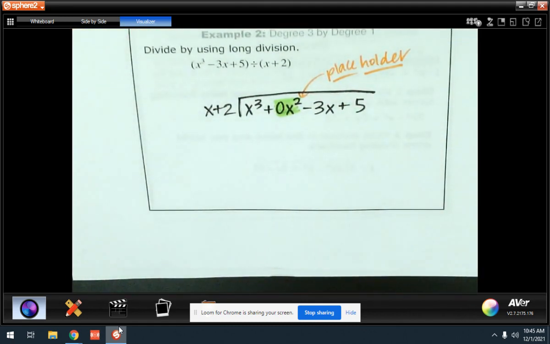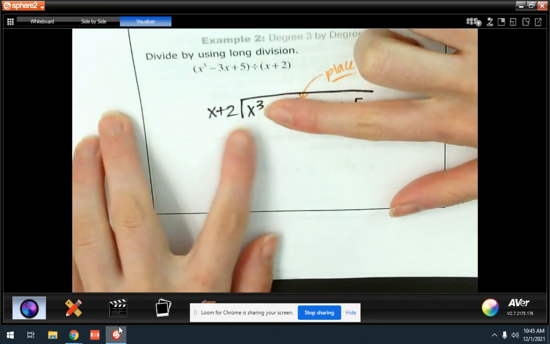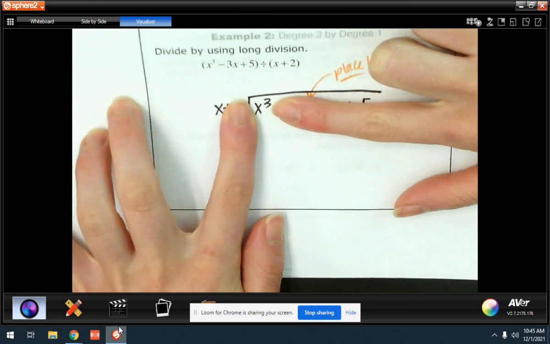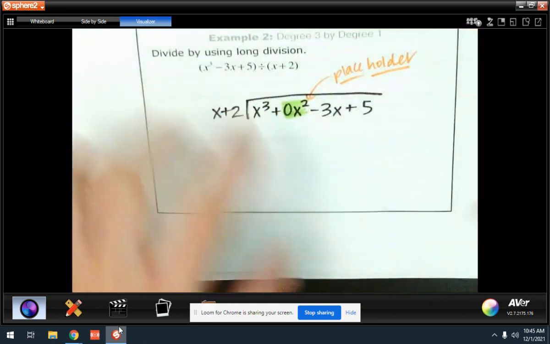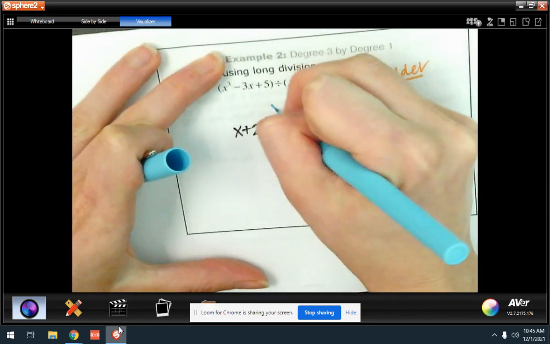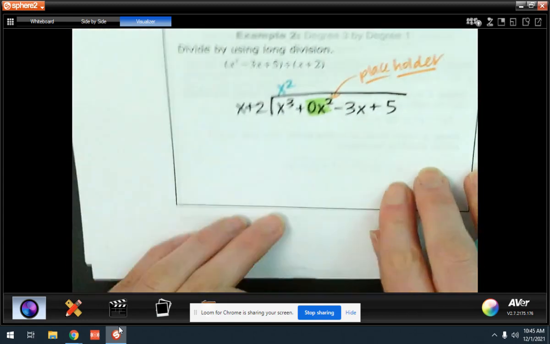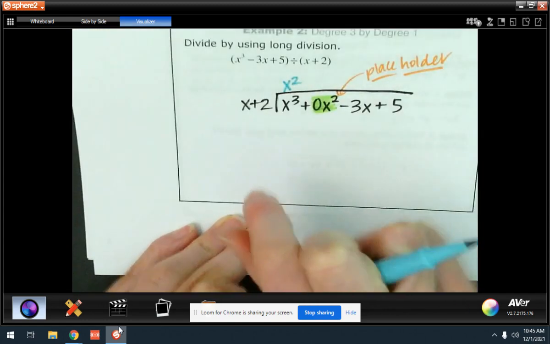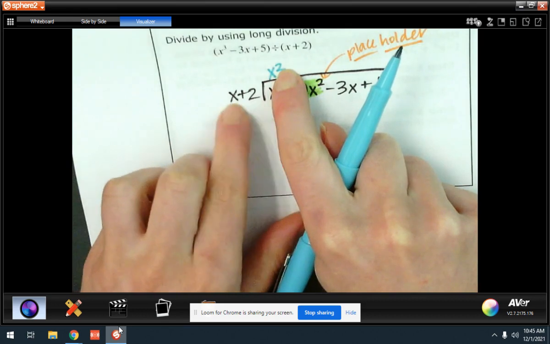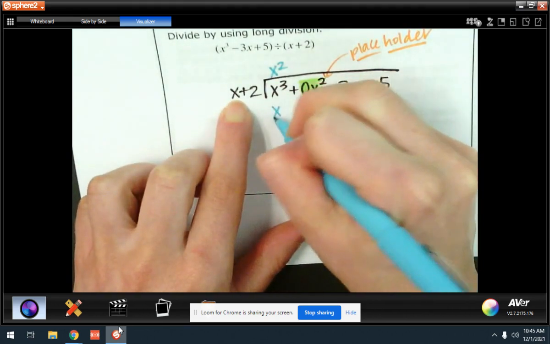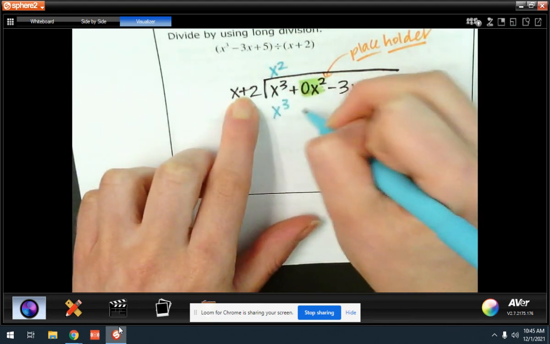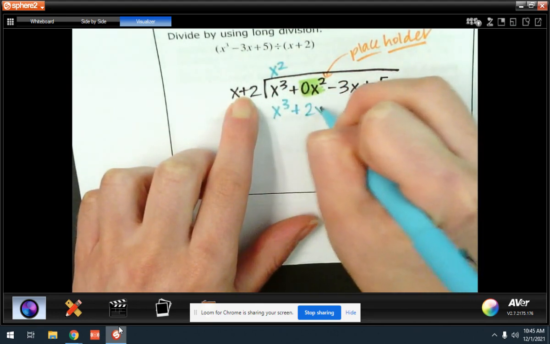All right, and so now when you're doing your division, do it just like your numbers. You're only looking at the first part, and you're asking yourself, x times what would give you x cubed? X squared. Okay, and so we're going to write x squared right here. And so now we take that x squared and multiply by each of these two terms in the divisor. So x squared times x gives you the x cubed. X squared times 2 gives you 2x squared.